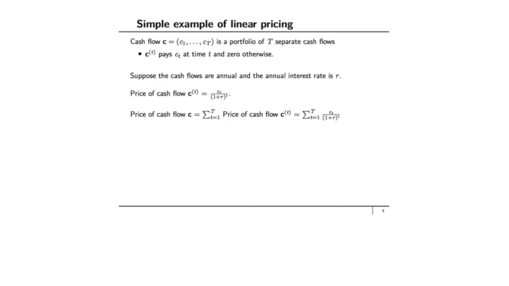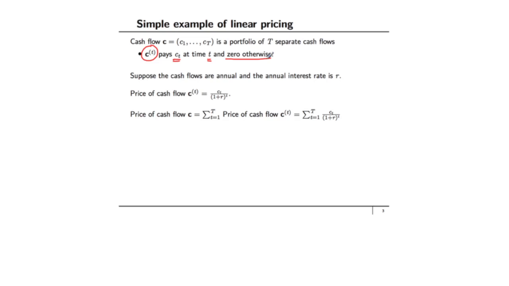Suppose that you have a cash flow C, which pays C1, C2, C3 up to CT. I want to think of this as a portfolio of T different cash flows. So C superscript T pays CT at time T and 0 everywhere else. So the total cash flow is now a portfolio or a collection of cash flows of a simpler kind. So these cash flows only pay at one time and 0 otherwise.